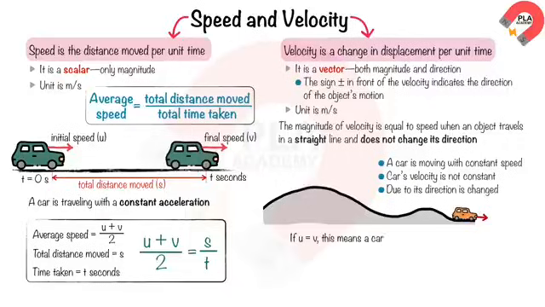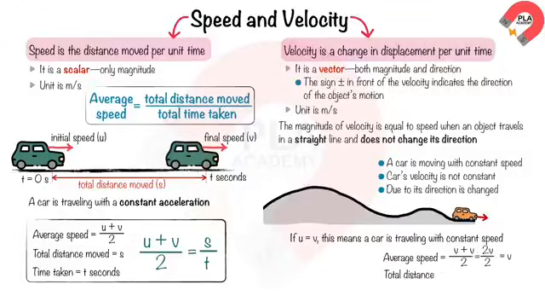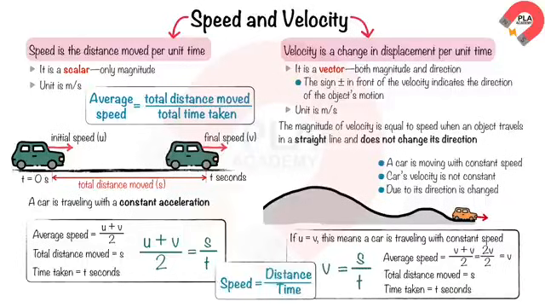If u equals v, this means a car is traveling with constant speed. So, the average speed is v. Total distance moved is s. Total time is t. Therefore, v equals s over t.